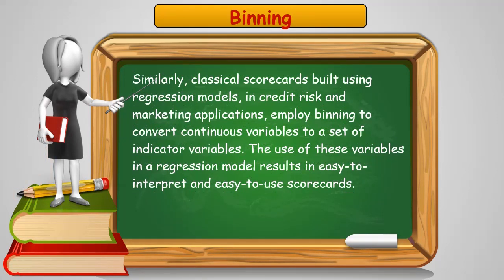And I would say that similarly, when you see classic scorecards built using regression models in credit risk and marketing applications, they use binning heavily on their continuous variables to set indicator variables. And then they use these variables in very easy to interpret, very easy to understand ways.